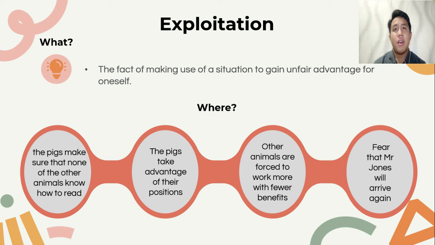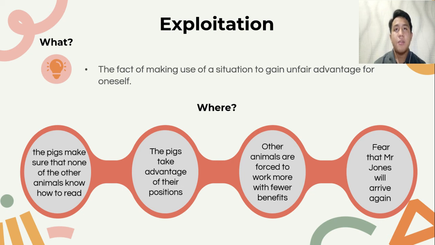Next, other animals are forced to work more with fewer benefits. The pigs also took advantage of being the leaders by only directing and supervising the other animals' work, while they do nothing at all. They are corrupted by the power they have, and they have manipulated their position as leaders to exploit the other animals. I think the only animal who busies himself to solve real and imagined problems is Snowball.